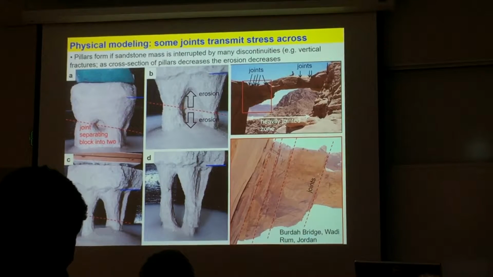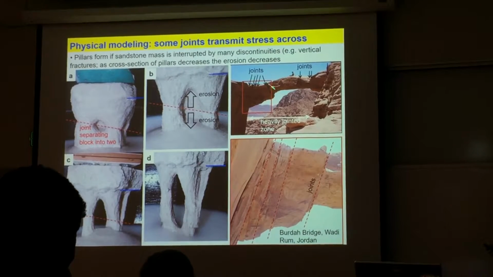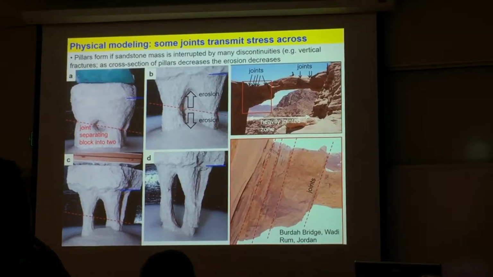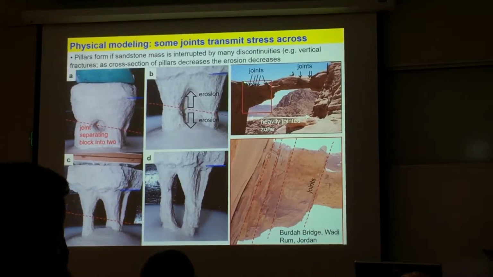In Wadi Rum in Jordan, there is the Burda bridge. That's the bridge which spans across the heavily jointed zone. So there are blocks of sandstone originally like this. You can see the joints on the arch, it's enlarged. And note that the erosion, or the weathering, cuts the form independently of the joints.